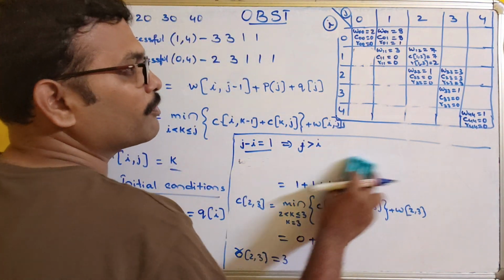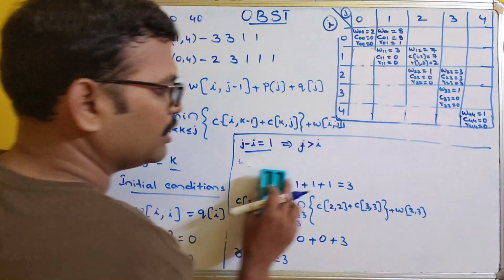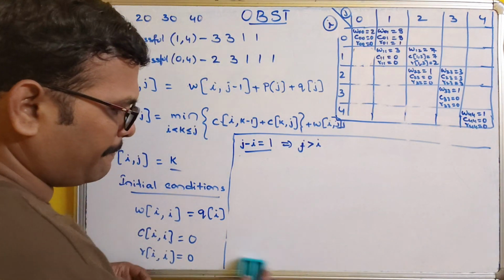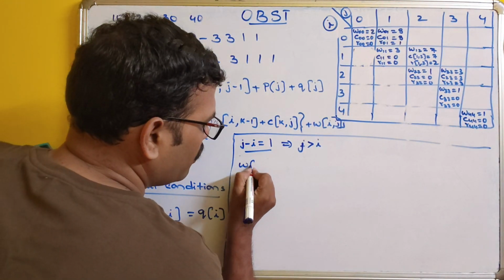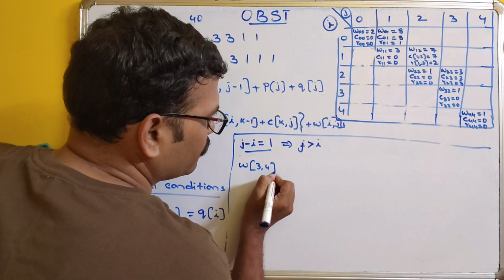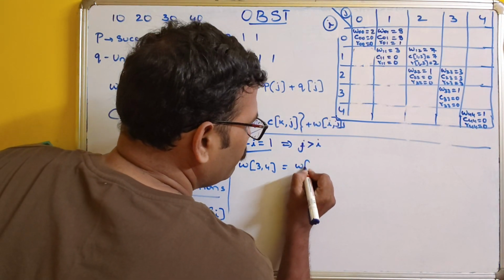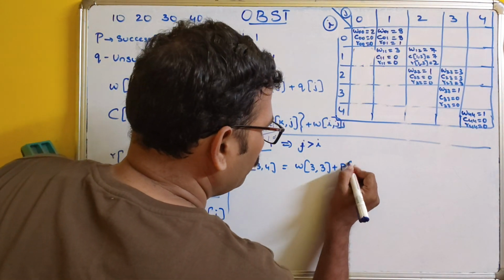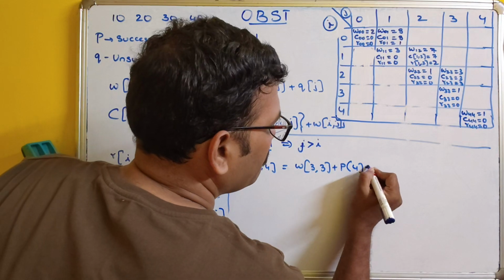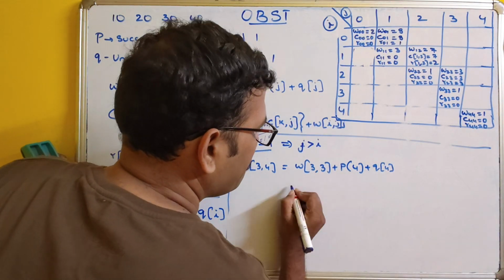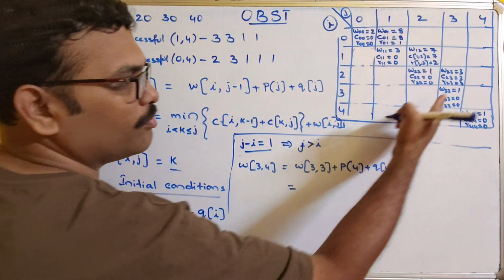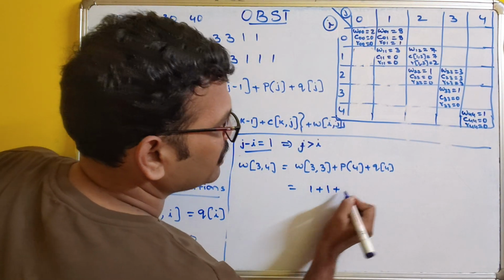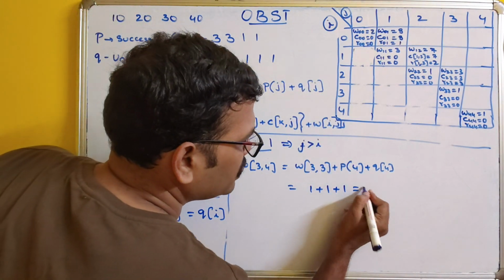Now, one more case, that is 3, 4. This also has a difference of 1, right? So W of 3 comma 4, which is W of i, j minus 1 plus P of j plus Q of j. So that is W of 3, 3, which is 1, plus P of 4, 1, plus Q of 4, 1, which is 3.